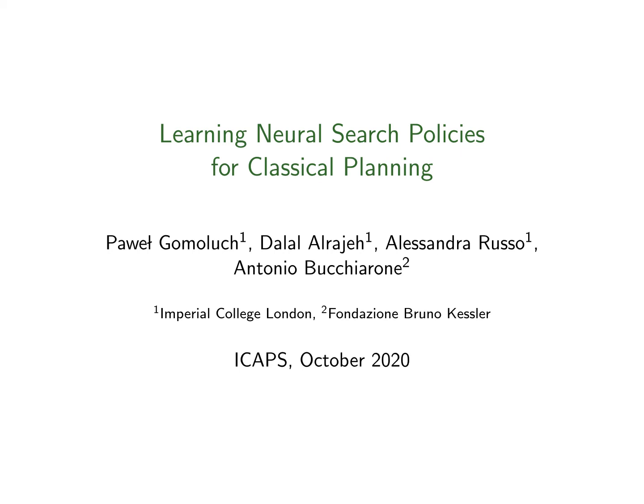Hello, my name is Pawel Gomoluch and this presentation is about learning neural search policies for classical planning. This was a part of my PhD and this is joint work with my supervisors Alessandra and Dalal at Imperial and Antonio at FBK.